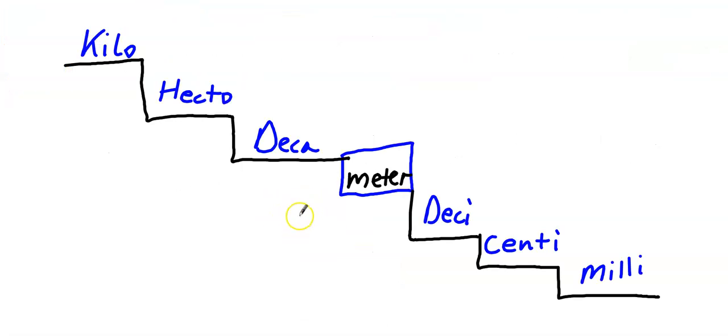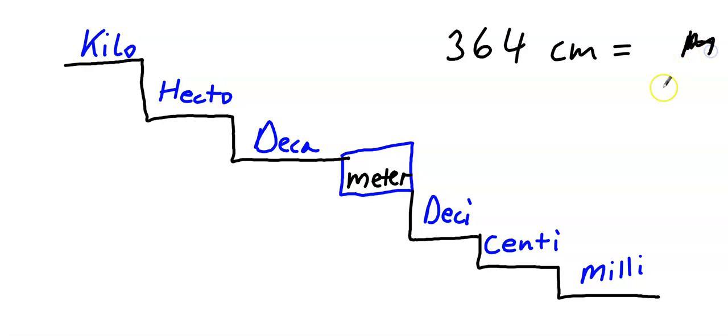Now there's a method called using the metric staircase to solve any metric problem, to convert any unit of metric measurement. And it's very easy to use because if you have any number, for example 364 centimeters, and you want to change it to, let's say, meters, you don't know how many meters that is. It's very easy to do.